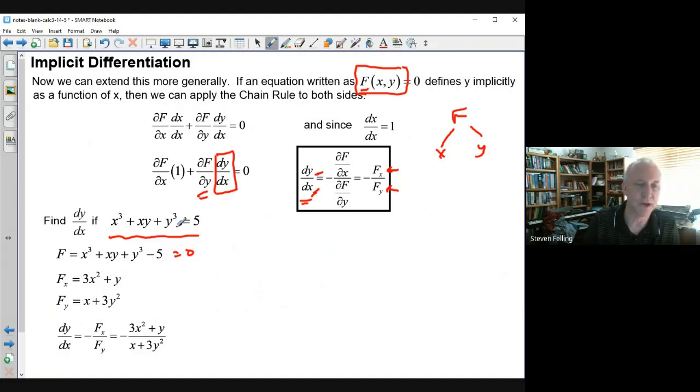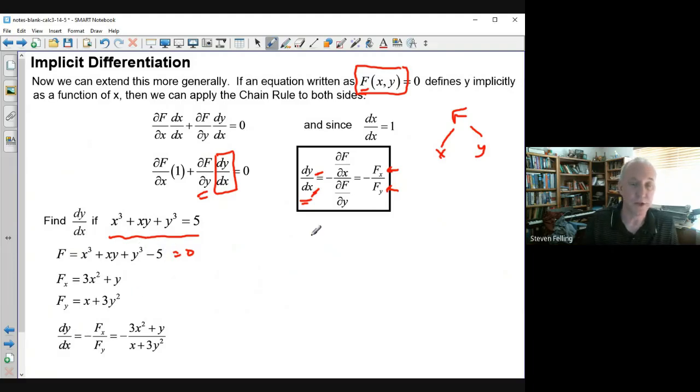So you just bring the 5 over, and then you take the partial derivative of that function with respect to each of the input variables. So fx would be 3x squared plus y, and then this is all constants, and then fy would be, that's a constant, so that would be x plus 3y squared.